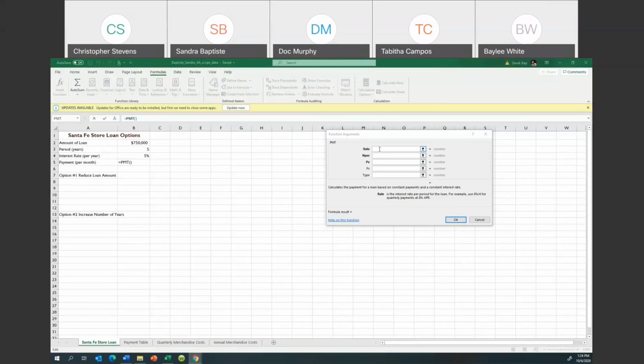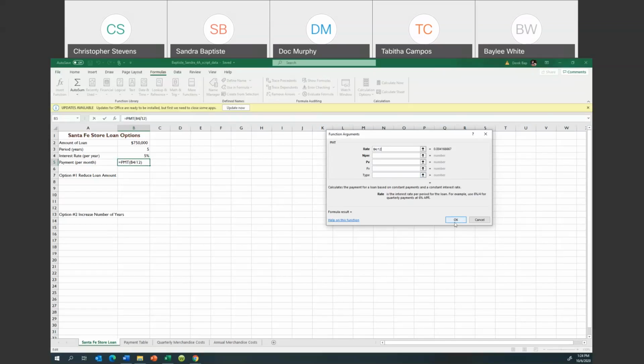So for us, we are doing payments per month. That's monthly payments. So how many payments is that per year? 12, yeah. So that means we're going to take our interest rate, which is in cell B4, and we're going to divide by 12. Excellent. Good.